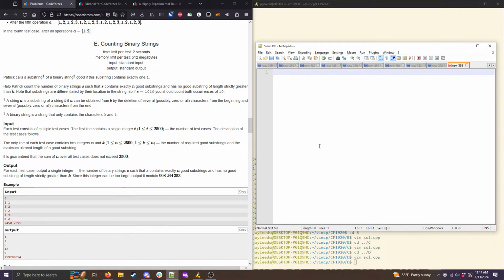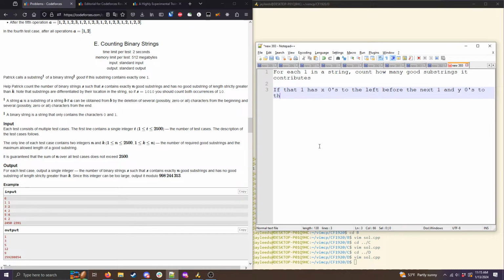So a lot of the time, whenever we want to count the number of binary strings that contain n good substrings, it can be helpful to solve the reverse problem, where we figure out how to count the number of good substrings in a string. So for each 1 in a string, we'll count how many good substrings it contributes. So if that 1 has x zeros to the left before the next 1, and y zeros to the right before the next 1. For example, in the string 0, 0, 1, 0, 0, 0, 0, 1, for this 1 here, x would be 2 and y would be 4.